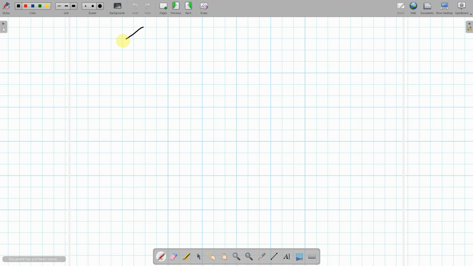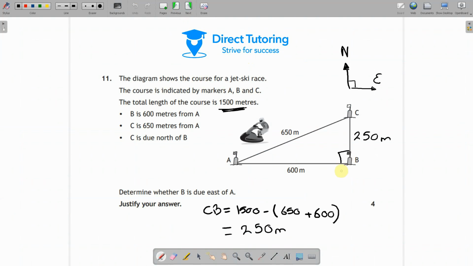So I'll make a quick sketch of the triangle. This is 250. This was 650. And this was 600. Now, Pythagoras equation is c squared equals a squared plus b squared. Now what this tells us is that the value of c squared must be equal to the value of a squared plus the value of b squared. If these two values are the same, it means that the triangle is indeed a right angle triangle. If the values are different, then it means that it is not a right angle triangle. And in order for B to be directly east of A, it must be at right angles.